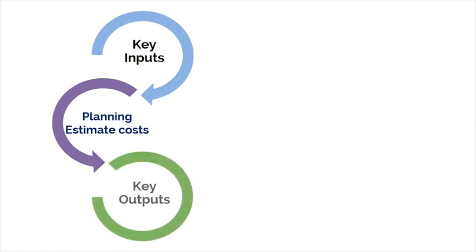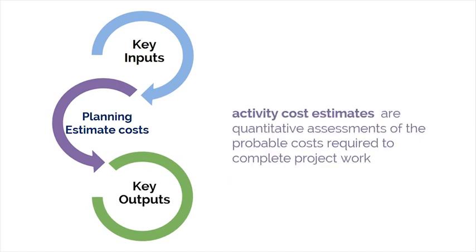The key outputs in the estimate cost process are activity cost estimates and basis of estimates. Activity cost estimates are quantitative assessments of the probable costs required to complete project work. All of the activities to be completed on the project should have associated costs such as direct labor, materials, equipment, services, facilities, information technology, and special categories such as cost of financing and inflation allowance and exchange rates. These costs need to be identified and calculated for each activity.